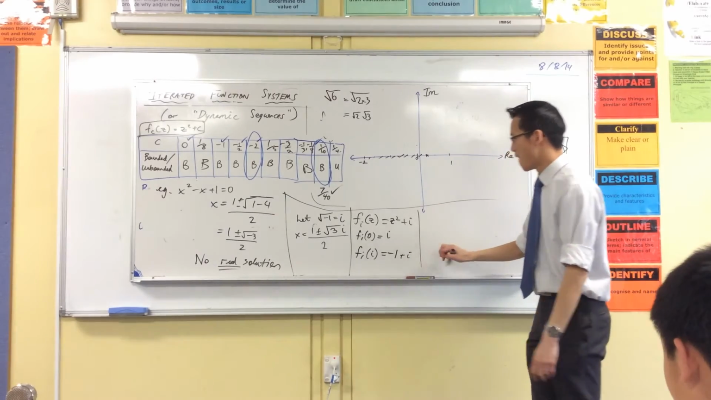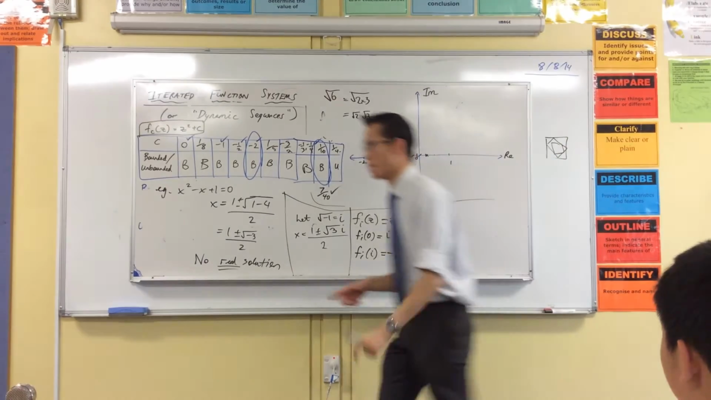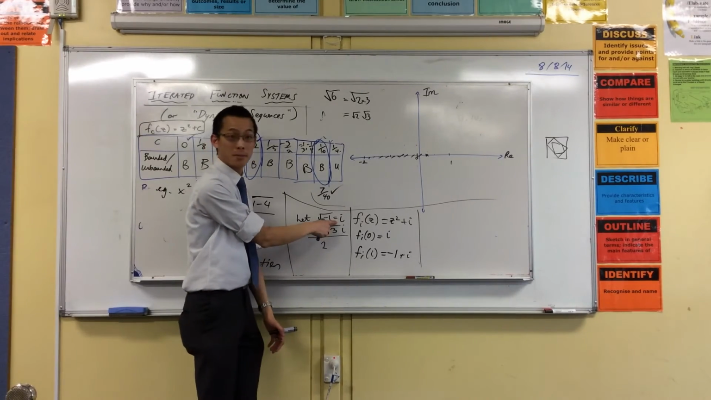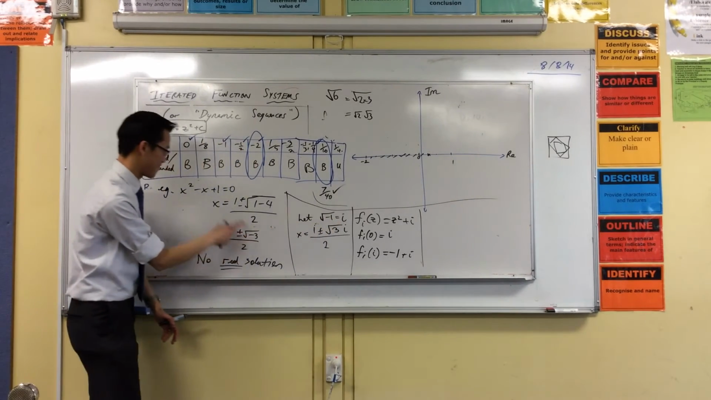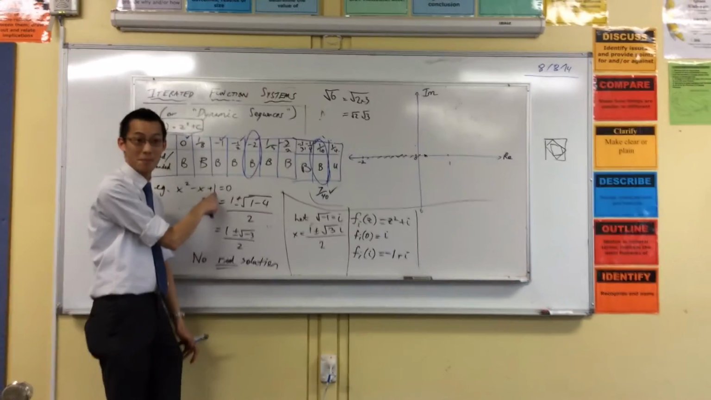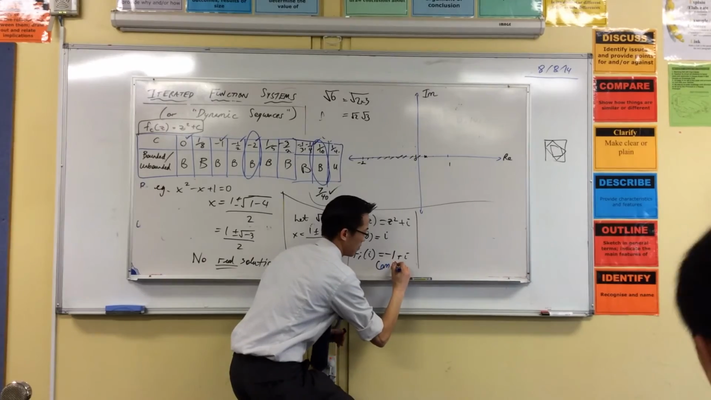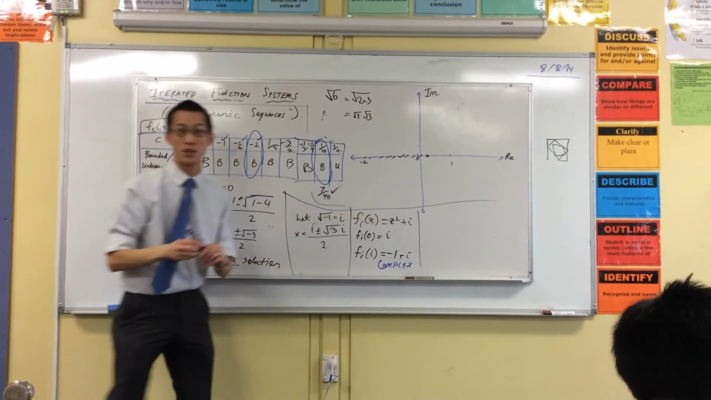By the way, just a bit of trivia for you. This is an imaginary number. This is a real number. When you put them together, we call that complex. Just a bit of trivia for you.